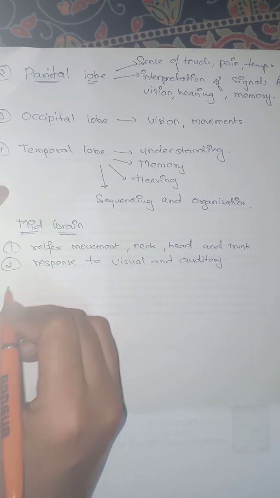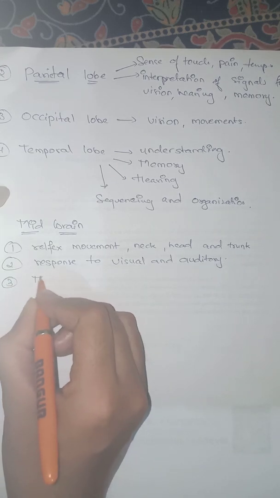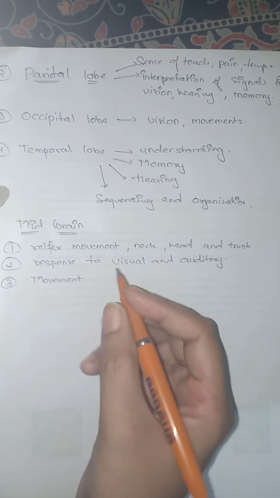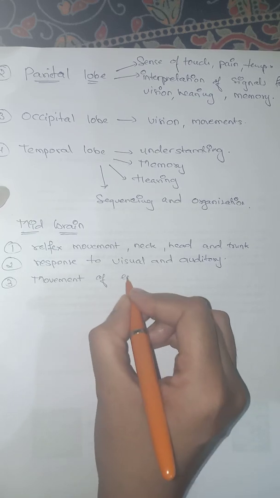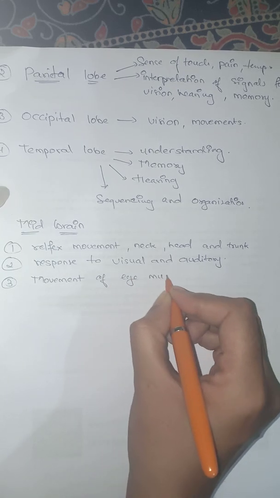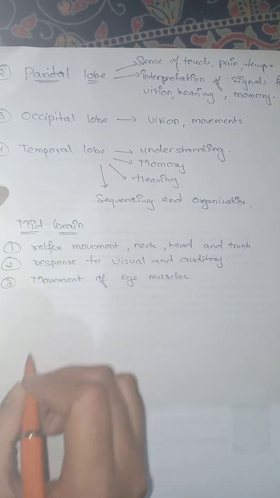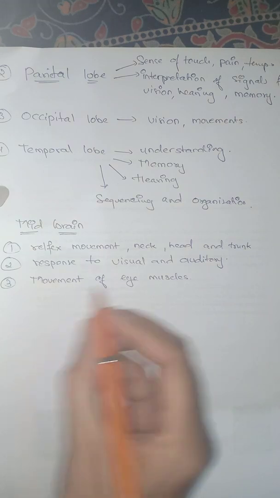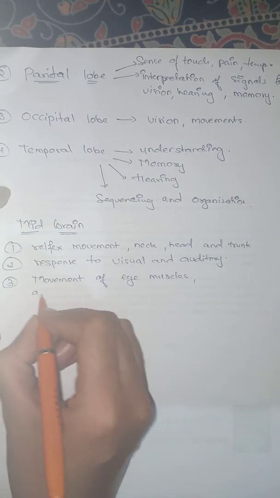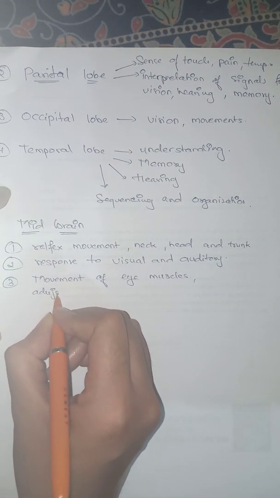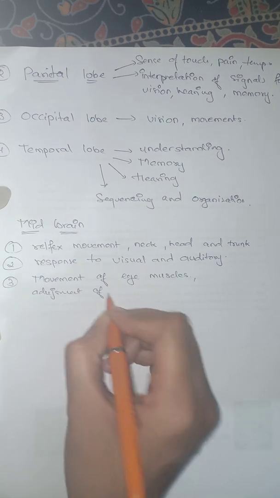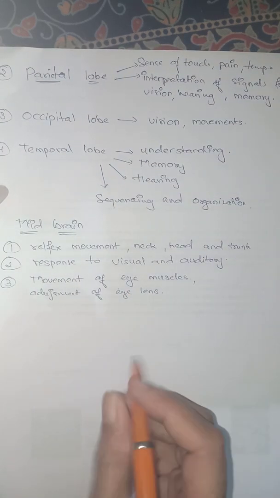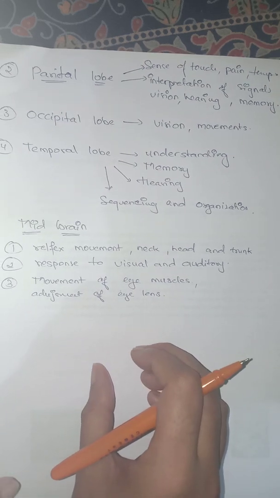And they will also maintain the movement of the eyes, the movement of eye muscles. Eye muscles will also be regulated by them. And the last and final, they will also help in the adjustment of the eye lens. So these are some functions of your midbrain.